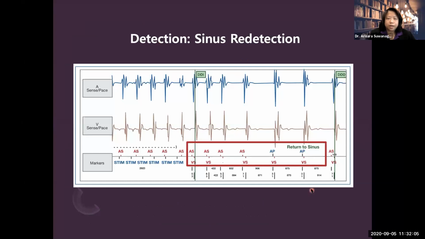Okay, so here, this is a VT. After the ATP, the VT terminates. And then as you can see here, it returned to sinus rhythm. So it detects that there is a bradycardia afterward.